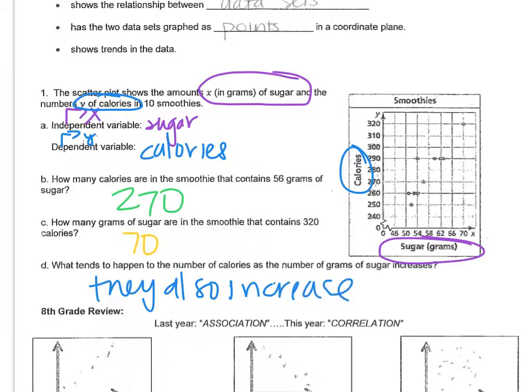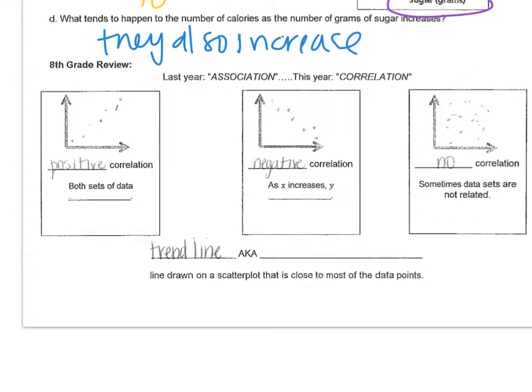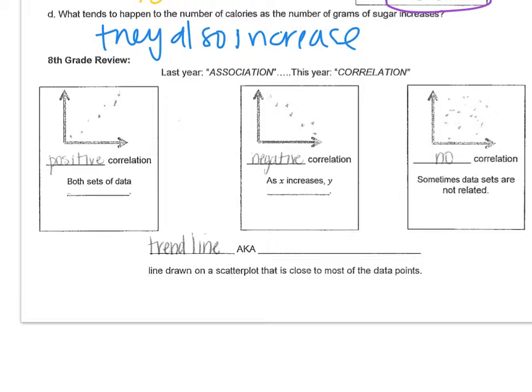Which leads us to the different types of correlation. So there are 3 types of correlation. We can have positive correlation, which is correlation that goes up. We can have negative correlation, which is correlation that goes down. Or we can have no correlation, which is where the points are all over the place.